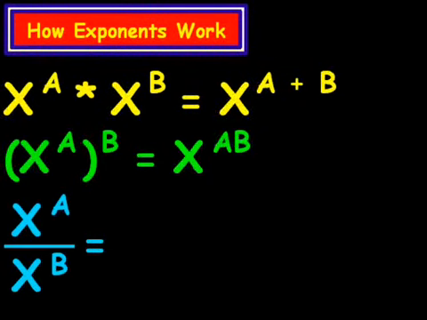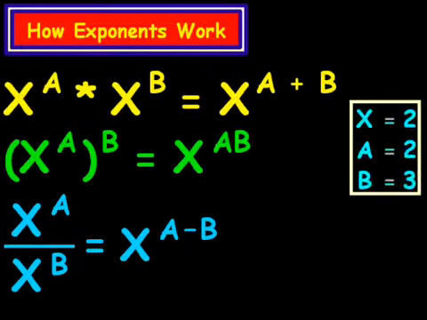In this one we have x to the a divided by x to the b power. And in division, we handle this a little bit differently than the first two we have up there. Essentially, we're going to have x to the a minus b, because we're dividing, so we're subtracting the b exponent from the a exponent. So essentially, we have x to the a minus b. And we're going to walk through a quick example here. I have the terms of x equals 2, a equals 2, and b equals 3.